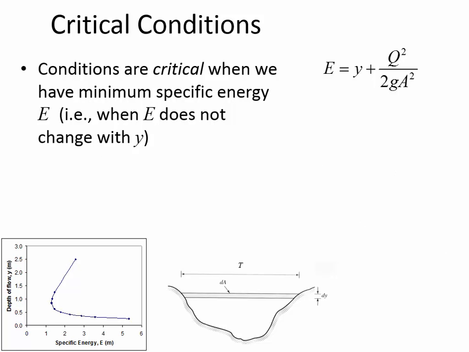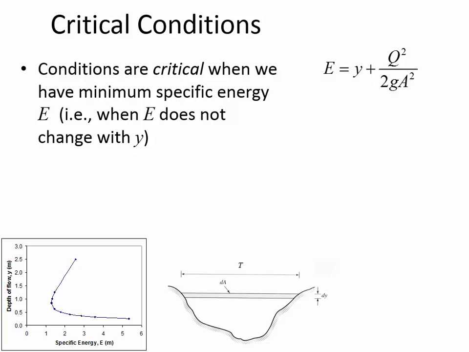All right. Critical conditions is just the specific energy that's associated with critical depth. And so if you look at this chart here, the specific energy diagram, you notice that every point on this diagram has some slope except for the critical depth. The line is just straight up and down.